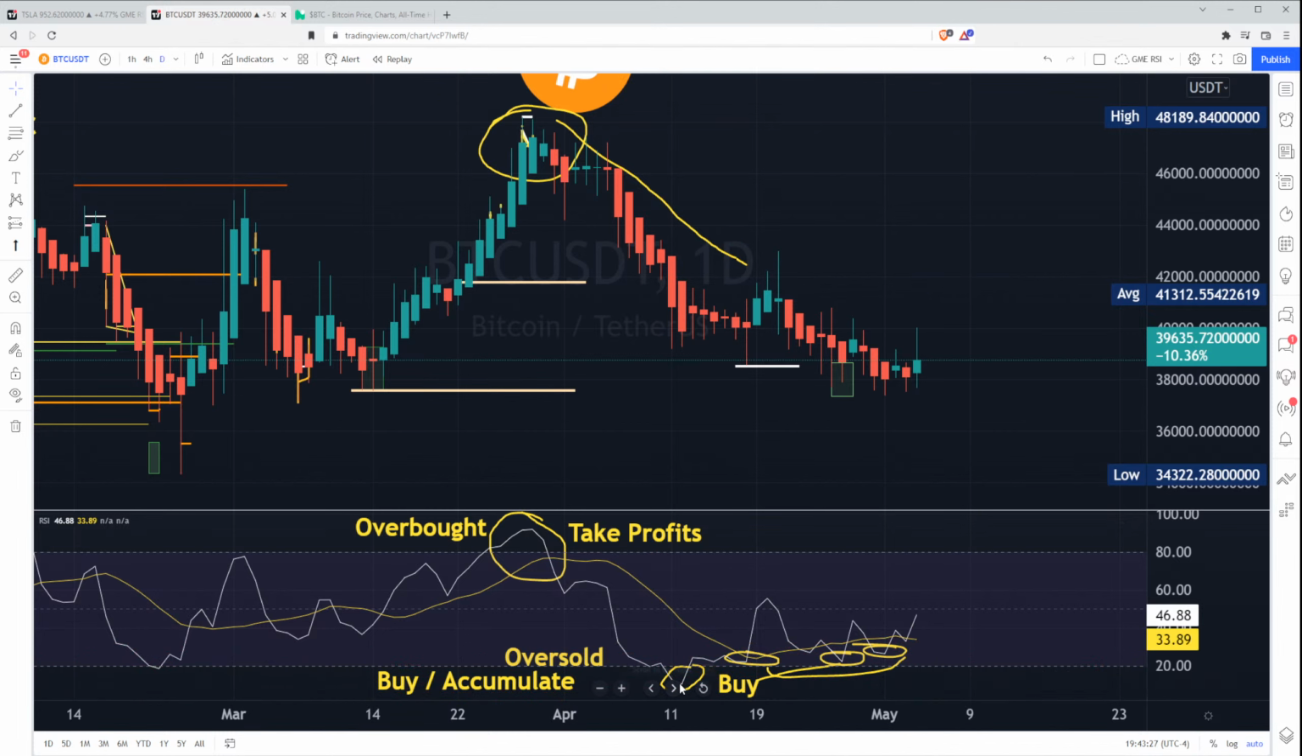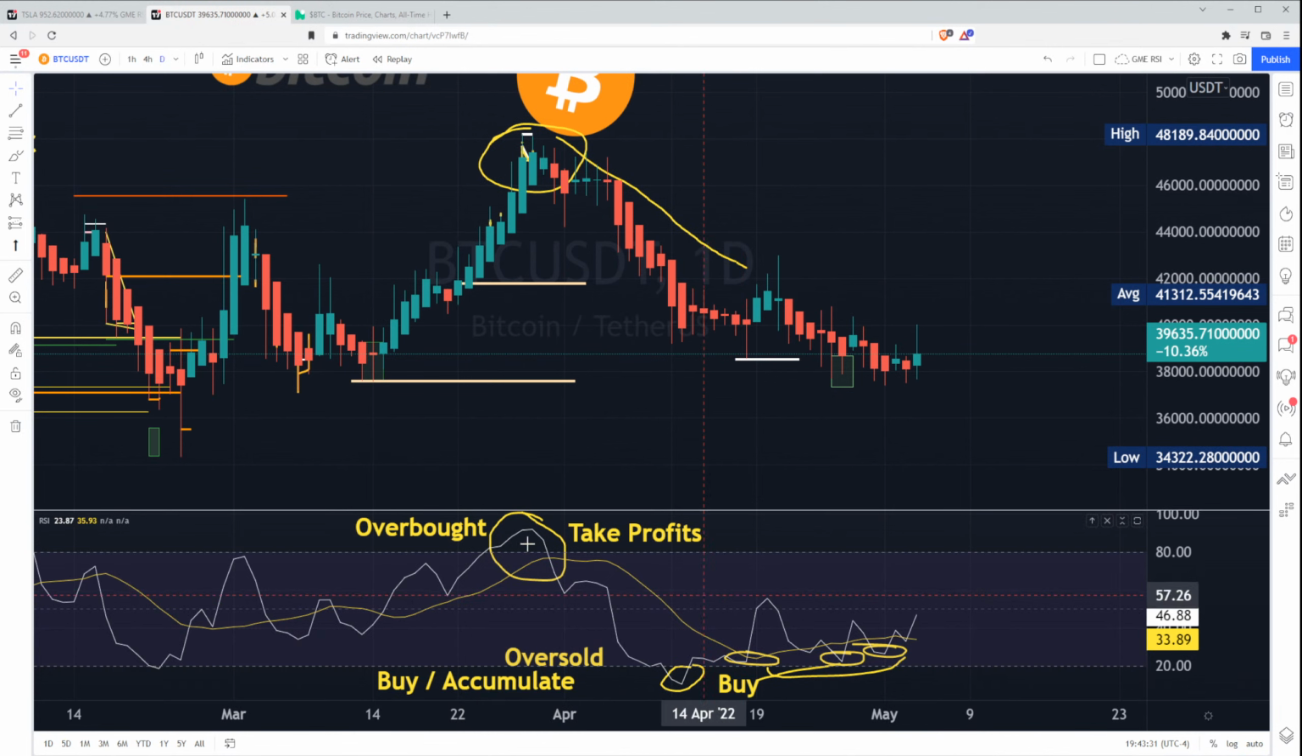So if you would have accumulated here on the oversold on the daily, let's see how this would have played out. It was on April 12th. You would have got it down here, completely oversold on the daily. And you would still be down unless you took profits as it spiked up halfway through.